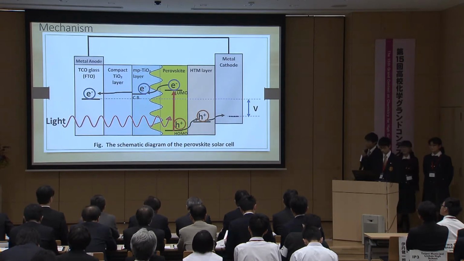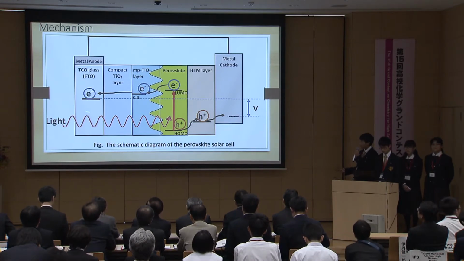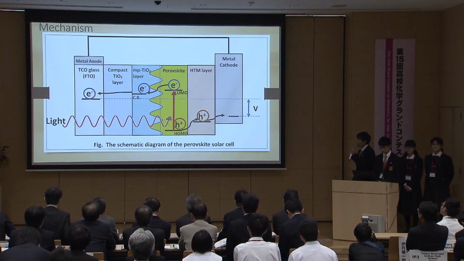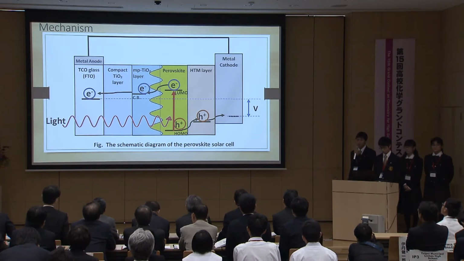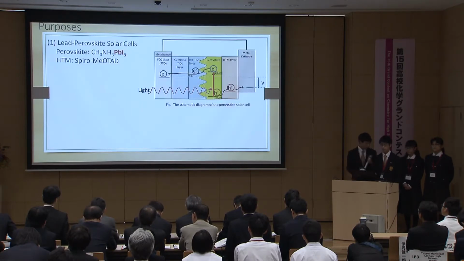Next, mechanism of the perovskite solar cell. In this figure, light enters from the left side and it shines on the perovskite light absorbing layer through the compact TiO2 layer. Then the photogenerated electrons are transferred from the perovskite layer to the porous TiO2 layer, finally to the metal anode. On the other hand, after electrons are photogenerated, the holes are transferred from the perovskite layer to the hole conductor layer, finally to the metal cathode.